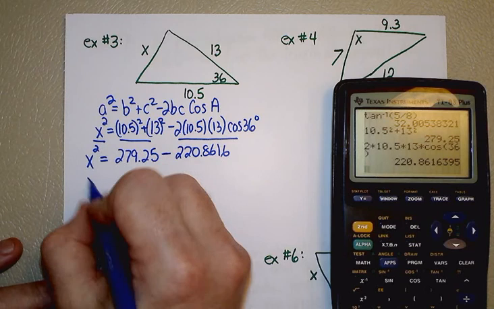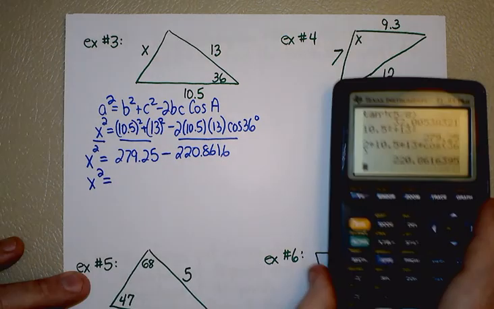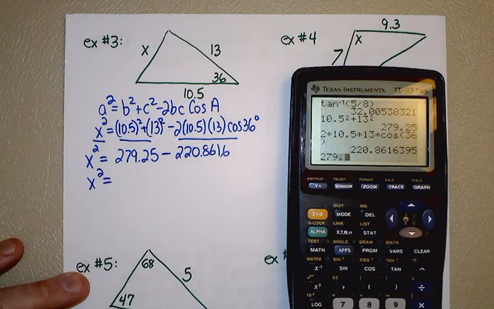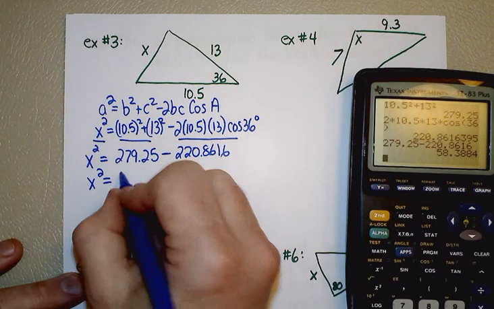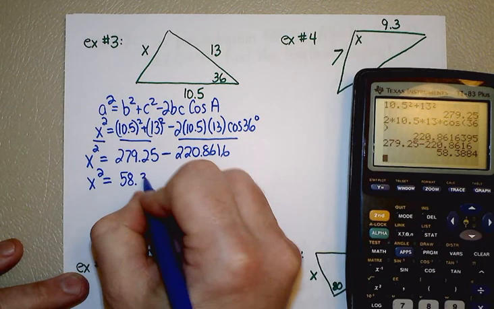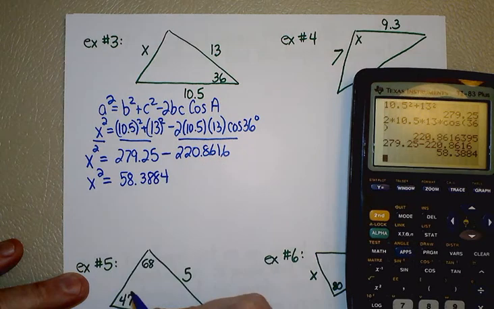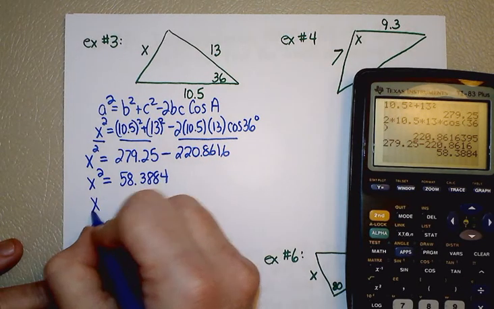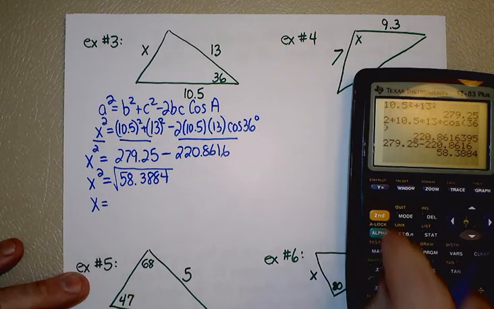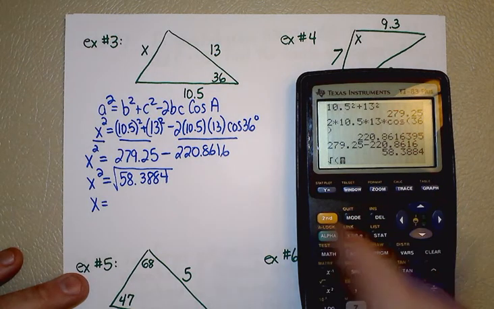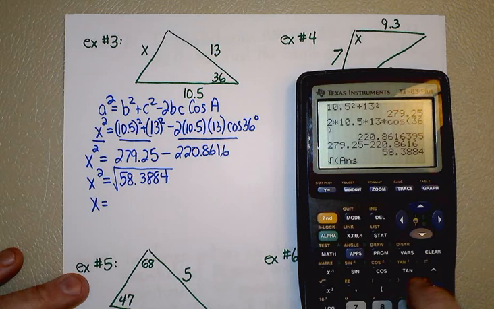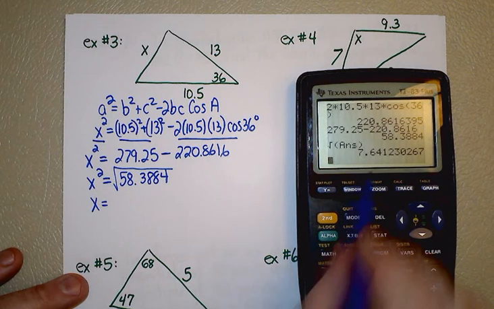So x squared is going to equal, I'm going to subtract these two, 279.25 minus 220.8616. I'm going to get 58.3884, and then I'm going to take the square root of that, so I go second on the calculator, and then x squared is the square root, and if I want to take that answer and plug it in, I just hit second and then answer and hit enter. Rounding that answer to the nearest tenth is just 7.6.